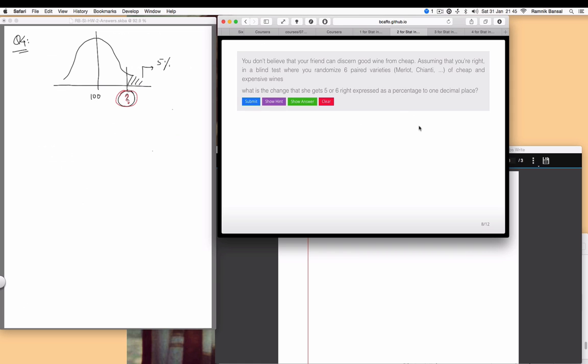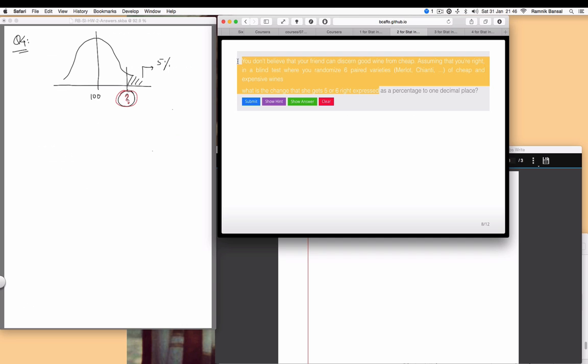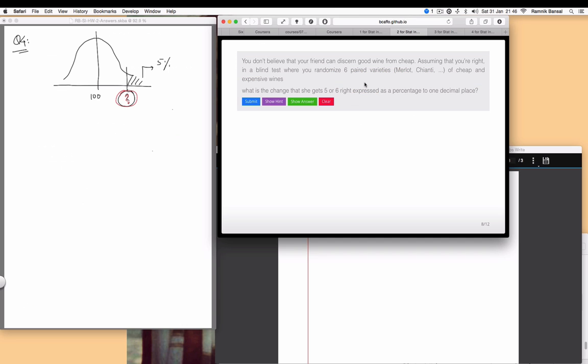Okay, so six pairs. 12 of them. What is the chance that she gets five or six? As a percentage to one decimal, forget that part, right? I want you to understand the question. If I explain it, then it becomes obvious. It'll stop your thinking. I would like you to think on your own on this question. So while I wait, you think about it. The moment you think it's clear to you, explain it back to me.